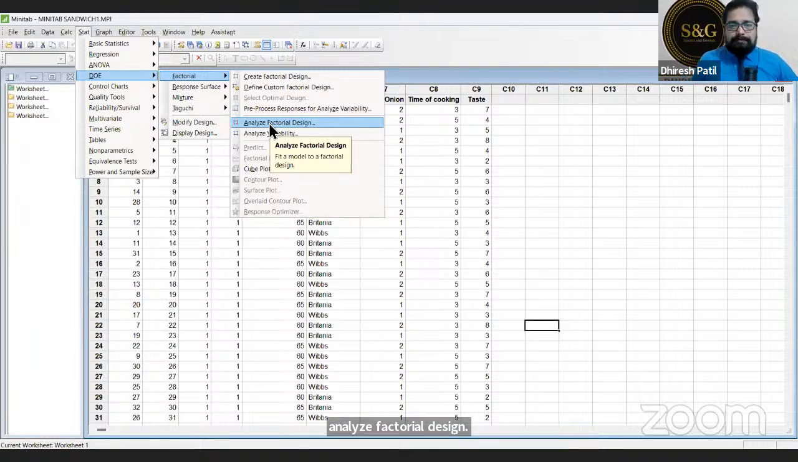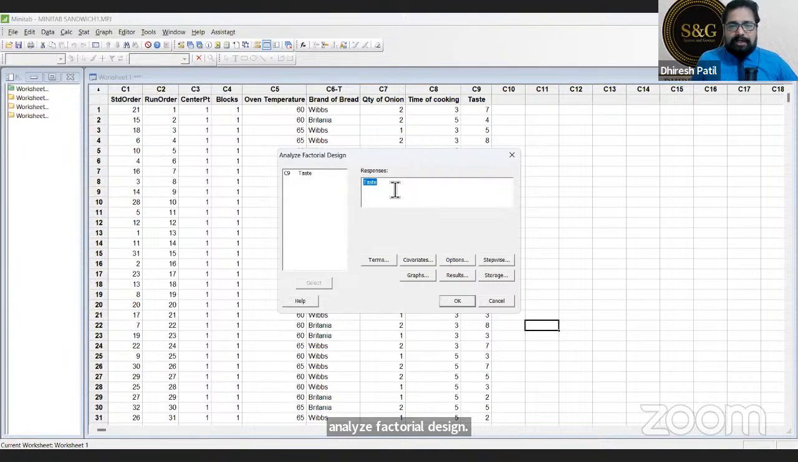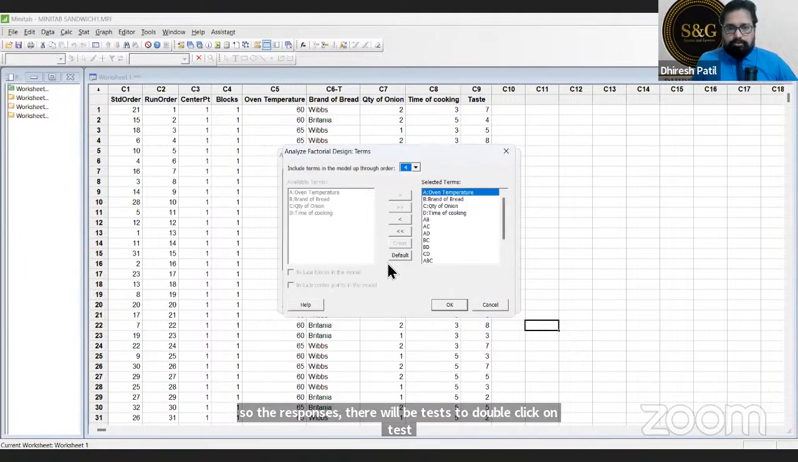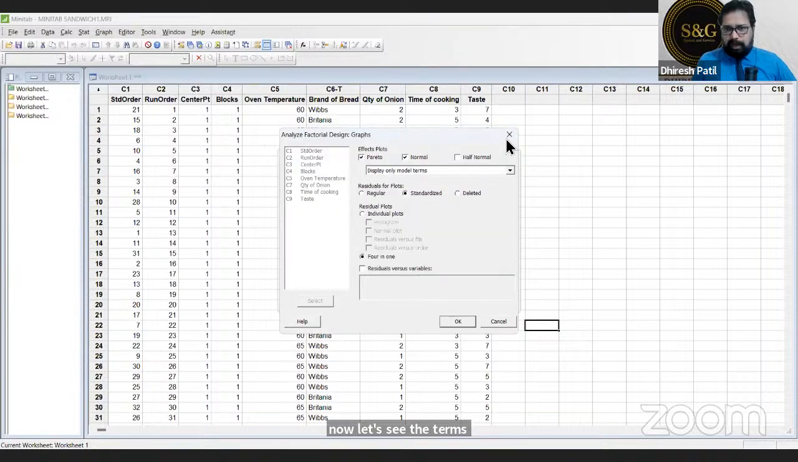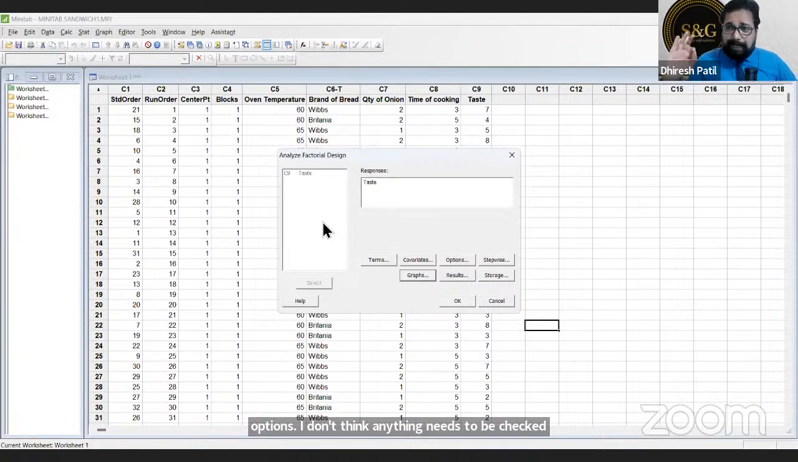Once you click on that, select the response test. So in the responses, there will be test. So double click on test. Let's see in the terms. Options, I don't think anything needs to be checked. Let's keep it as it is by default. Just select test column and say okay.